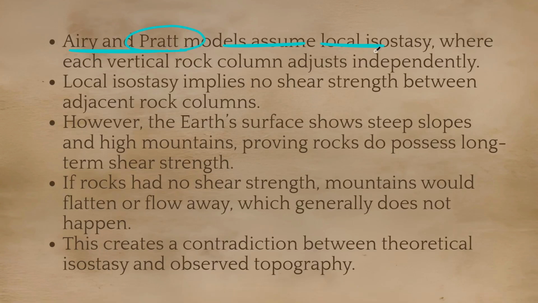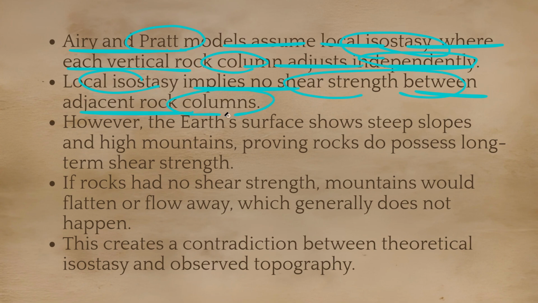Airy-Pratt models assumed local isostasy, where each vertical rock column adjusts independently. So Airy-Pratt models assume that we have local isostasy where each vertical rock column adjusts independently. Local isostasy means happening in a short area. It implies no shear strength between adjacent rock columns.